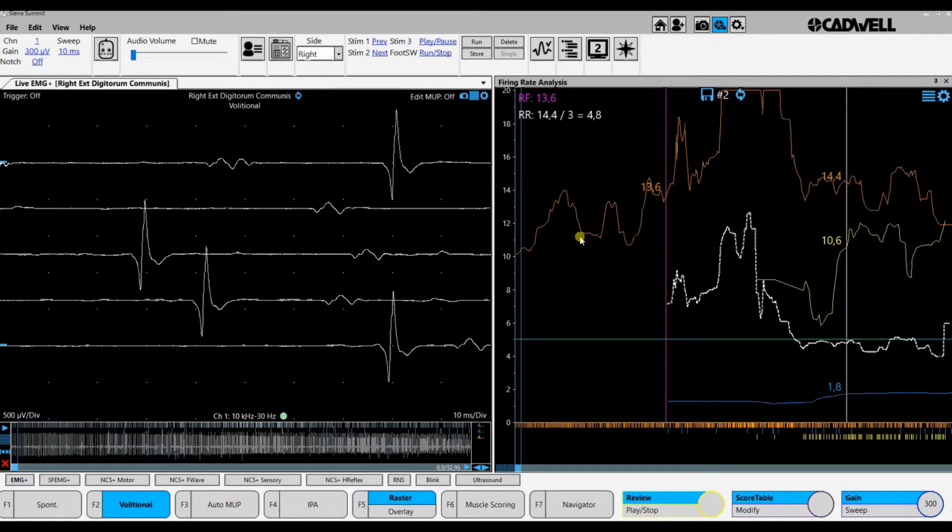And here is the interpretation. The recruitment frequency is equal to the frequency of the brown when the next one came in, so in this case 13.6. And the recruitment ratio is when we have a little higher force and we have 2, 3 motor units, and the highest frequency is 14.8 divided by 3 is 4.9, and that is the recruitment ratio. The white line here is the continuous plot of the recruitment ratio.